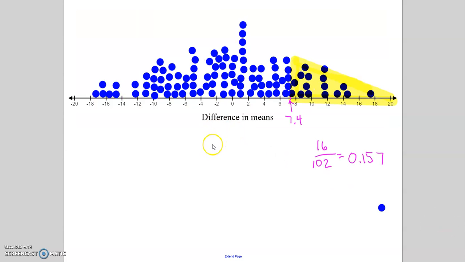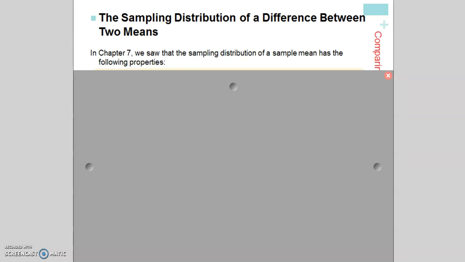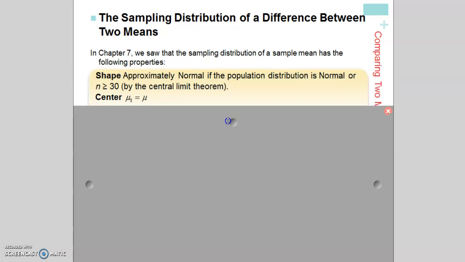So this is an example of comparing two means using a simulation. What we're going to really dive into in this section is not just relying on a simulation, but using the sampling distribution of the difference between two means. And that's what we're going to start looking at right now. And this will, of course, be related back to what we studied in Chapter 7 when we studied sampling distributions.